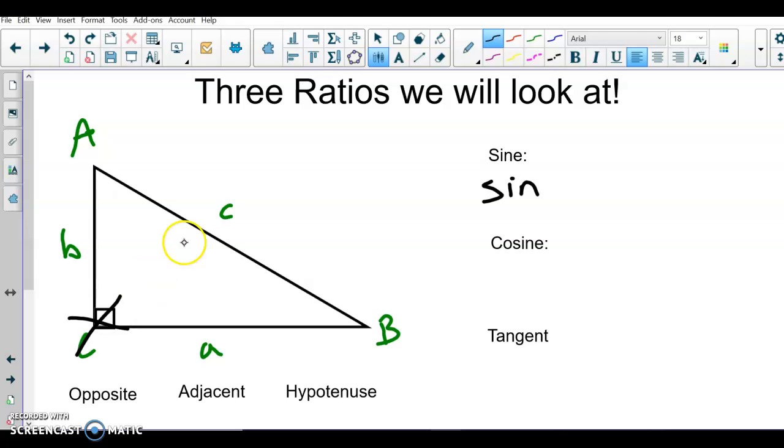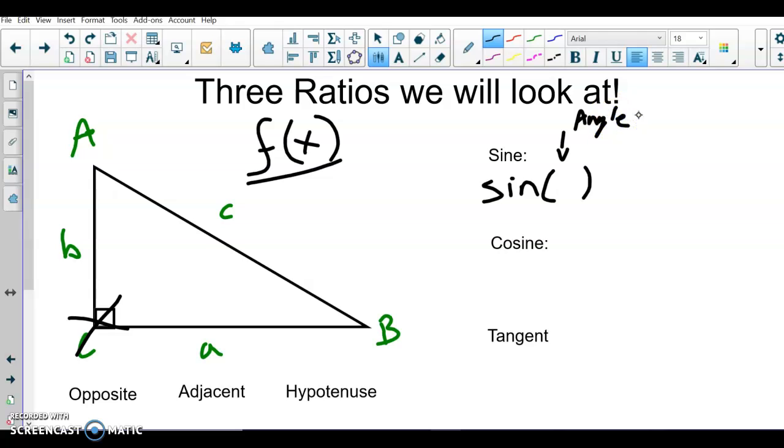And so when we look at A and B, we're going to say, okay, I have the sine of what angle? Remember that when we had our function notation, we had the function of x. So this is going to be the sine of, and in here I'm going to put an angle. What angle are we going to look at? I'm going to look at A first, the sine of A. So I think I got ahead of myself a little bit.